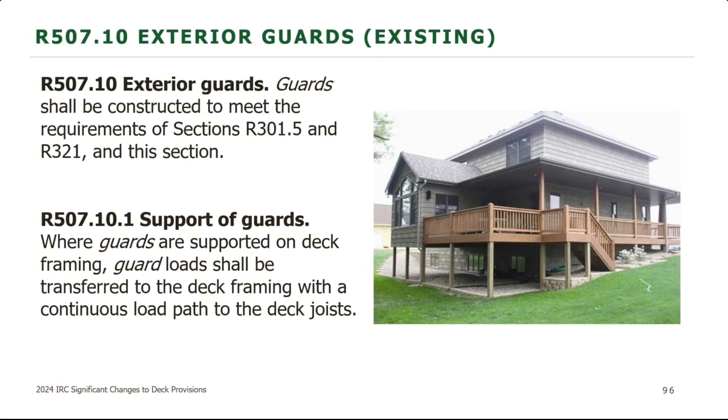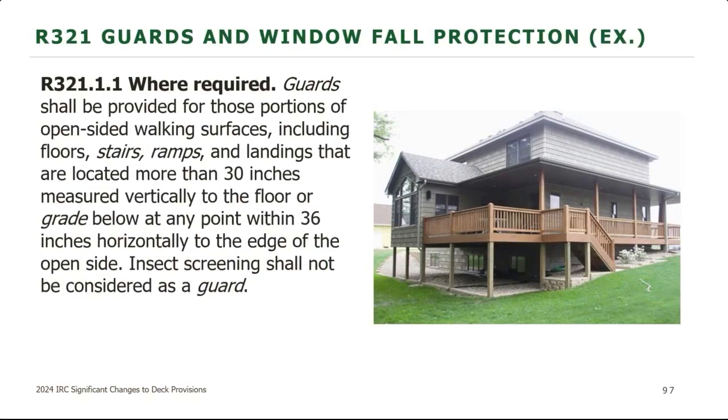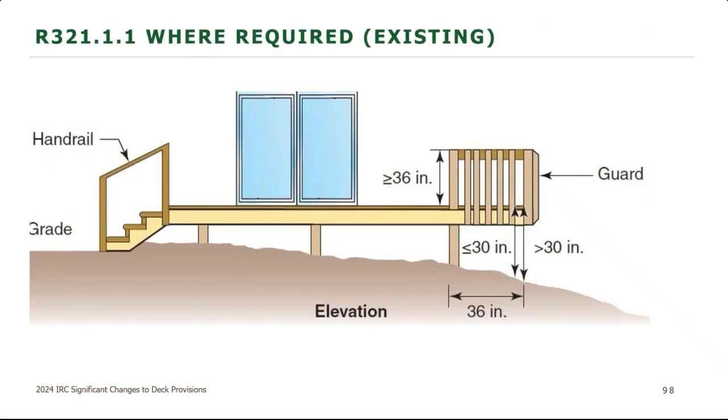And then where required, again, those guards are required anytime that the walking surface is more than 30 inches vertically from the grade below, at a point 36 inches away from the edge. So as you can see here, if you're a 30-inch drop off, anything within 36 inches of that needs to have that guard. So even though the 30-inch drop off is right at the very edge of that deck, a portion of that deck is within 36 inches of that 30-inch drop off. So that guard would need to wrap that corner a little bit.